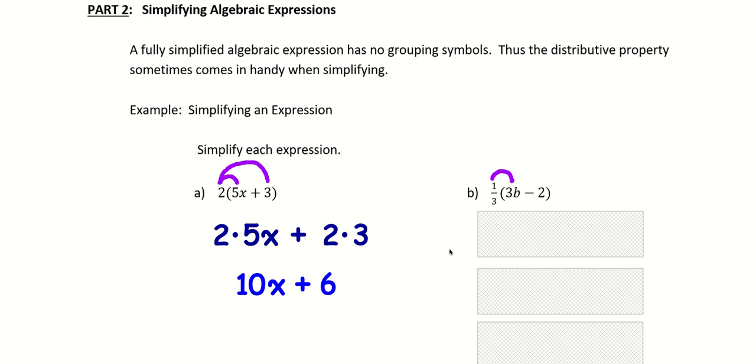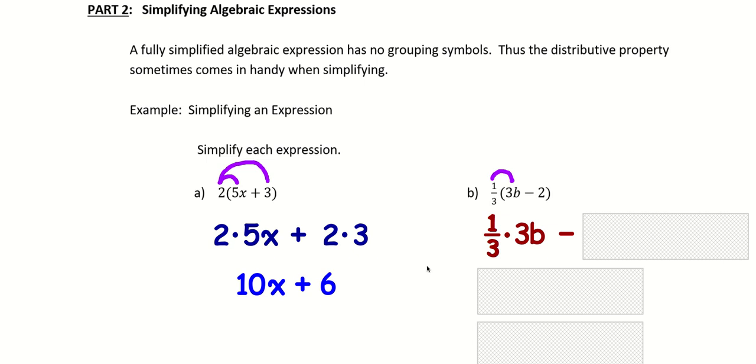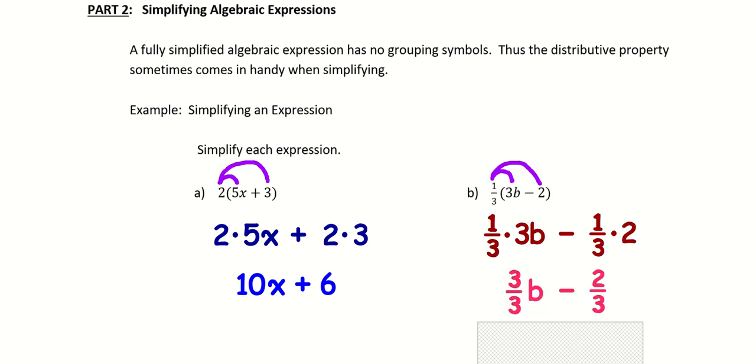Okay? So I probably did it again, didn't I? 1/3 times 3b, and then minus what? We also have to do 1/3 times 2, or technically negative 2, right? And what is 1/3 times 3b? Oh, wow. Okay, yeah, really dragging this out.